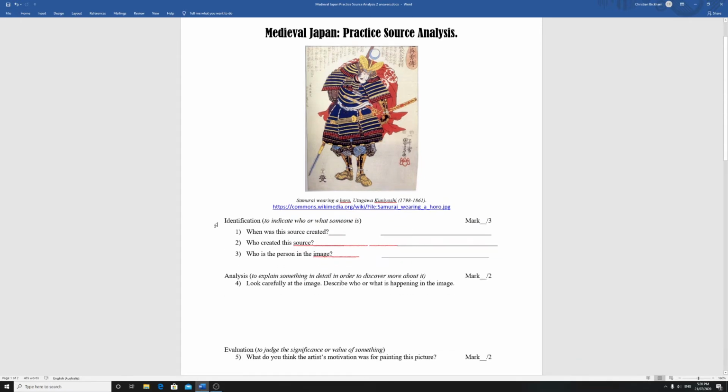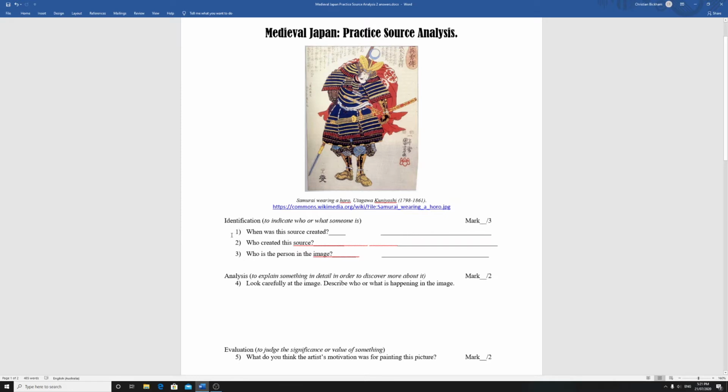So the first question here is an identification. Well, there's three questions which ask you to identify features of the image here. And identification is to indicate who or what someone is. So this is the easiest skill to master in analysing a source, identifying key features. And your responses can just take the form of dot points pretty much.